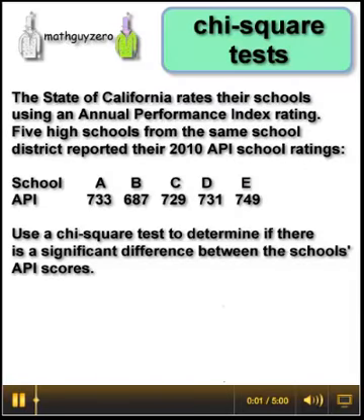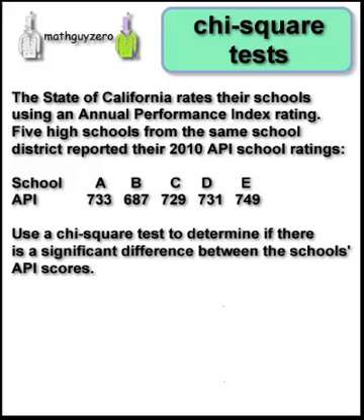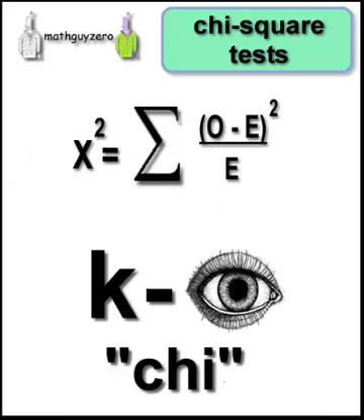Okay, we're going to use a chi-squared test to verify whether there's a significant difference between these API scores from the high schools. So I might be talking kind of fast to make this a short video. Let's get started. The first thing you've got to do is break out the chi-squared formula.